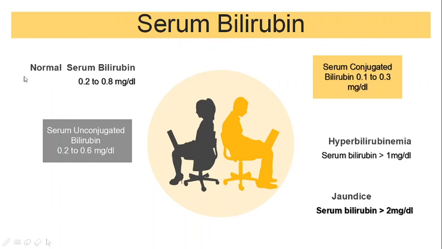Serum bilirubin. The normal serum bilirubin reference range is 0.2 to 0.8 mg per dl. The serum unconjugated bilirubin level will be about 0.2 to 0.6 milligram per dl, and serum conjugated bilirubin is in the range of 0.1 to 0.3 milligram per dl. So when the serum bilirubin exceeds 1 milligram per dl, it is called hyperbilirubinemia. And when the serum bilirubin level exceeds 2 milligram per dl, then it is called jaundice.